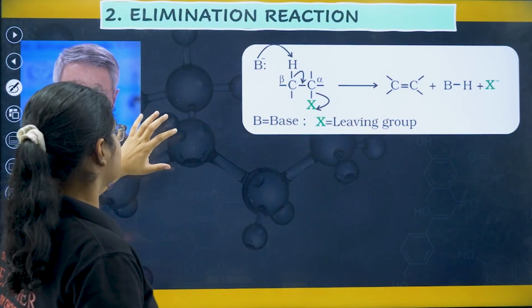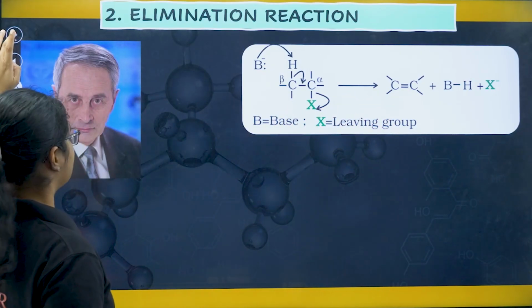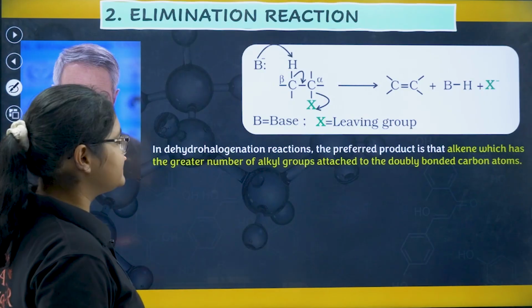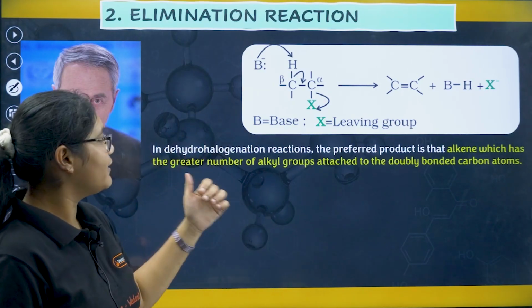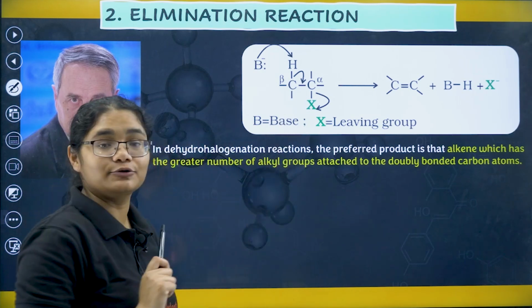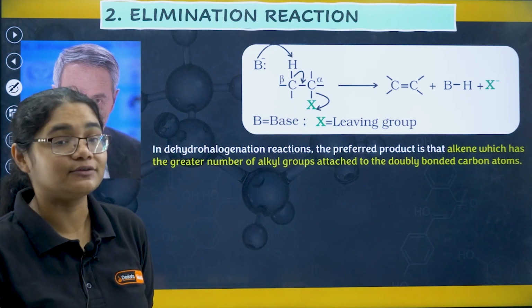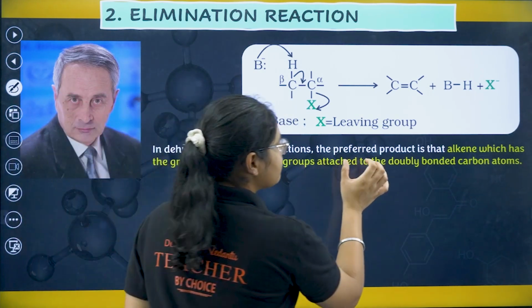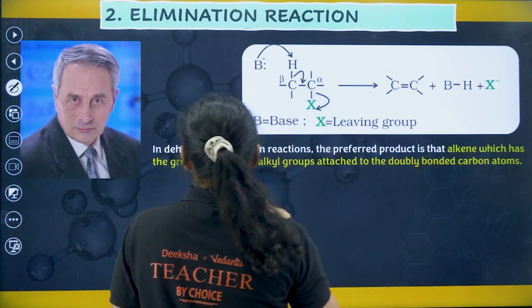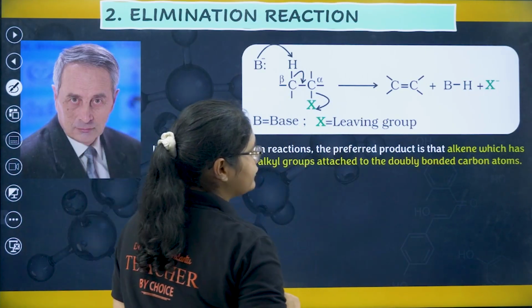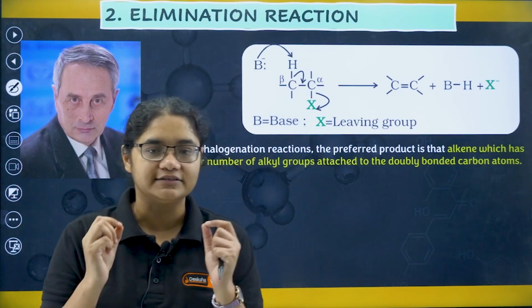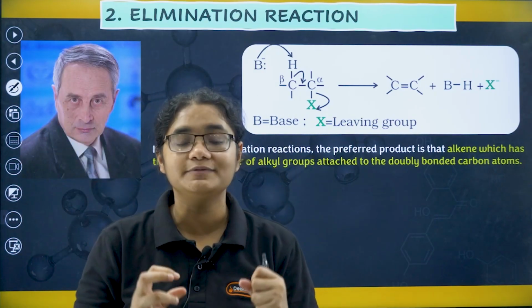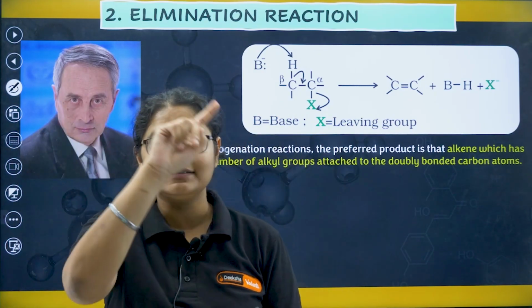Now there is a rule here that tells which alkene will be produced. Saytzeff, a scientist, gave a rule. What did he say? He said that when you remove a hydrogen and a halogen in case of dehydrohalogenation reaction, the preferred product is that alkene which has a greater number of alkyl groups attached to it. We have already studied that a more stable alkene is that which has more groups attached around it.